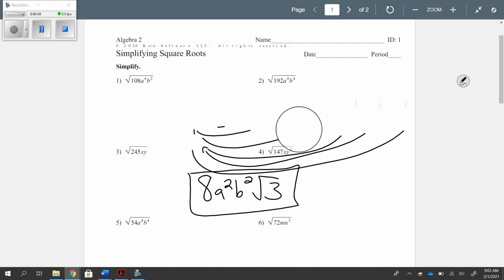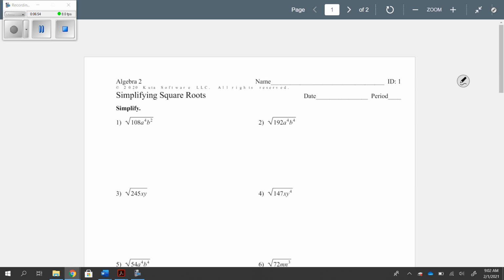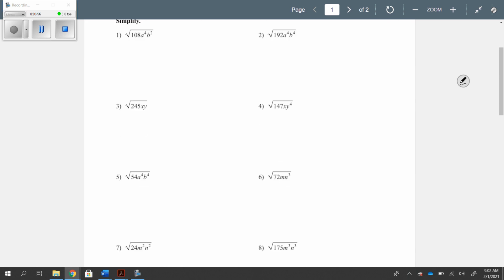I'll do one more. I think I have time. I do. So one more. We'll do 245xy because it'll show you what to do when there's only one x and only one y. So again, in the calculator, I'm doing it as well. Menu 2, 3, type in 245. This is what we get. We get 5 times 7 squared.